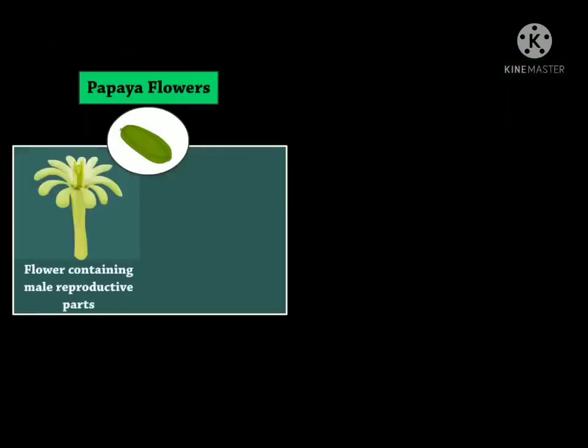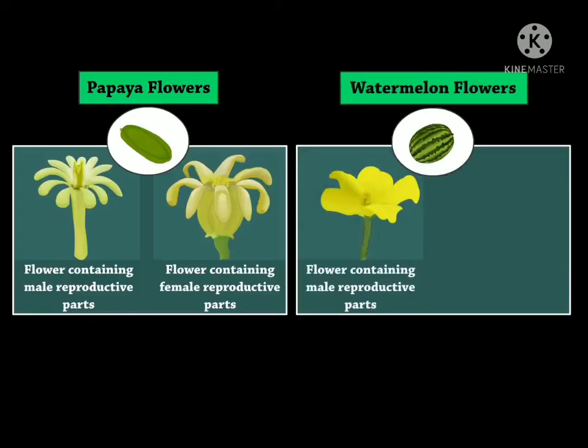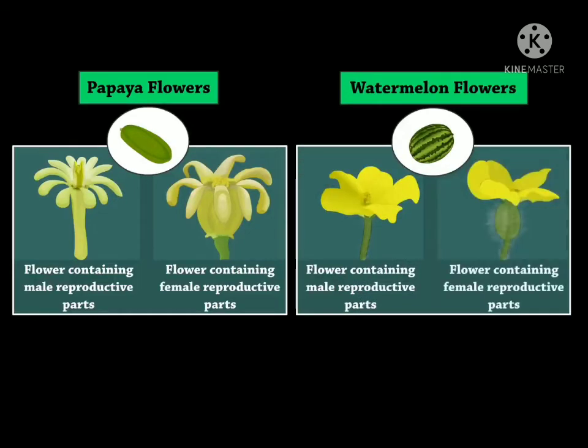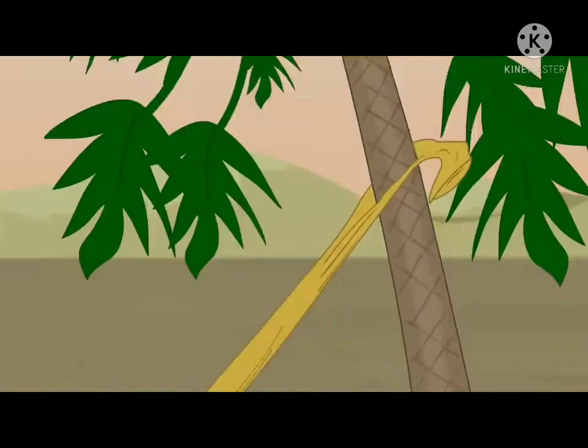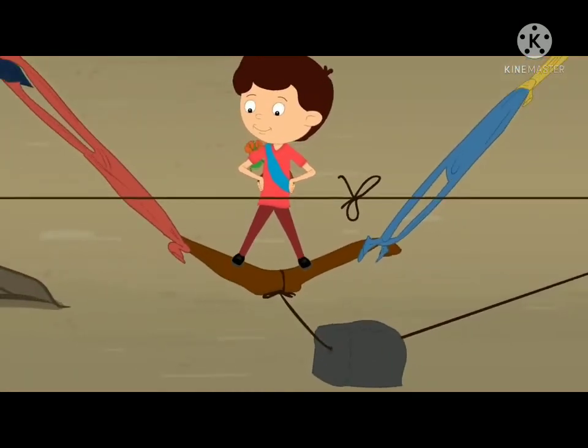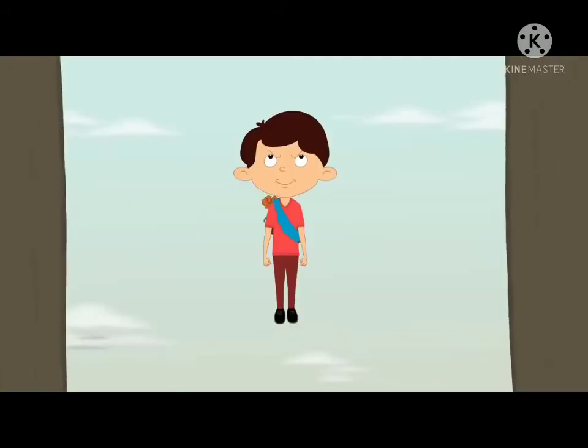Similarly, from those plants, new flowers are produced. For example, in papaya, separate flowers contain male parts, and separate plants contain female parts. The same is in watermelon. Male flowers are present on one plant, and female flowers are present on another plant. Those kinds of flowers are said to be unisexual flowers. So flowers are of two types, bisexual and unisexual. Bisexual if both are present in the same flower, and if present singly, they are said to be unisexual type of flowers.